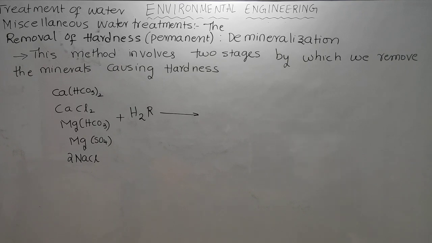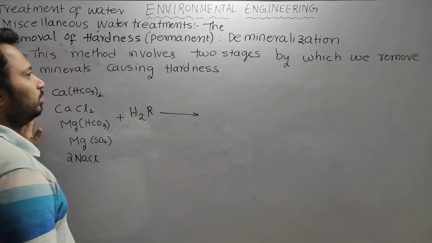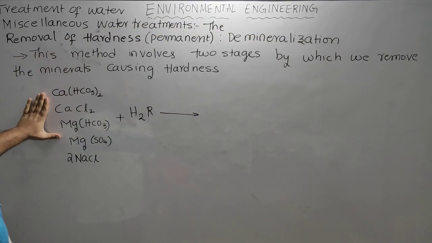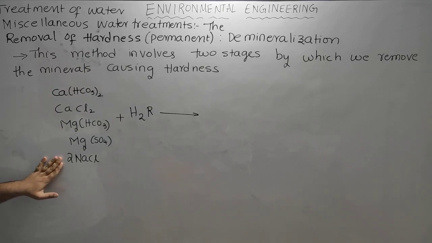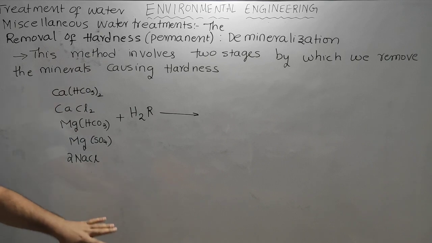Here, whatever minerals are present in this water may or may not be causing hardness. The demineralization method will remove all the minerals present in the water. So this is called cation exchange resin.